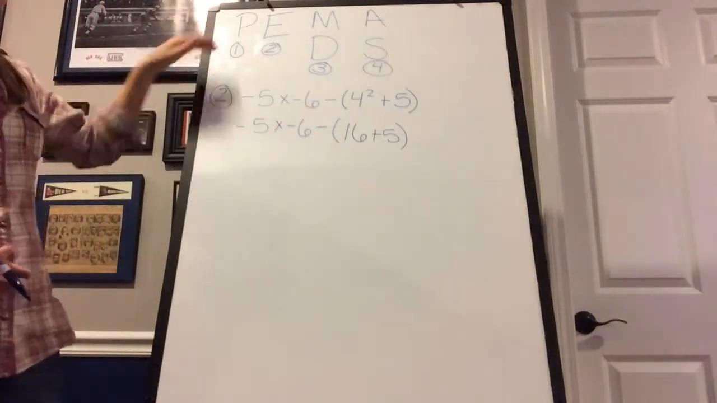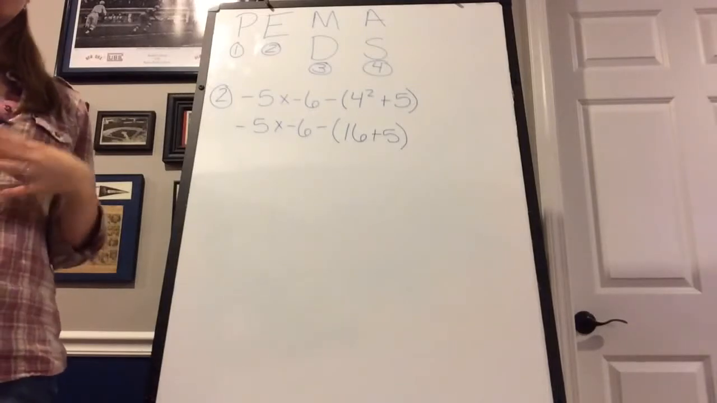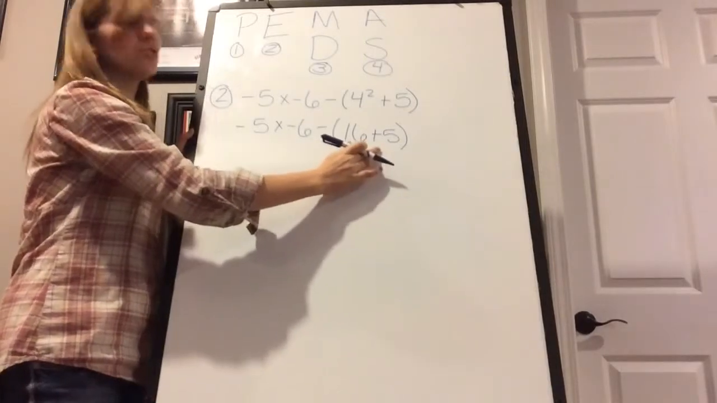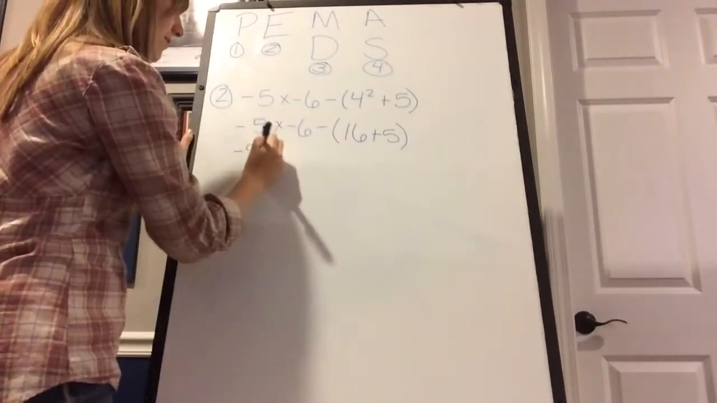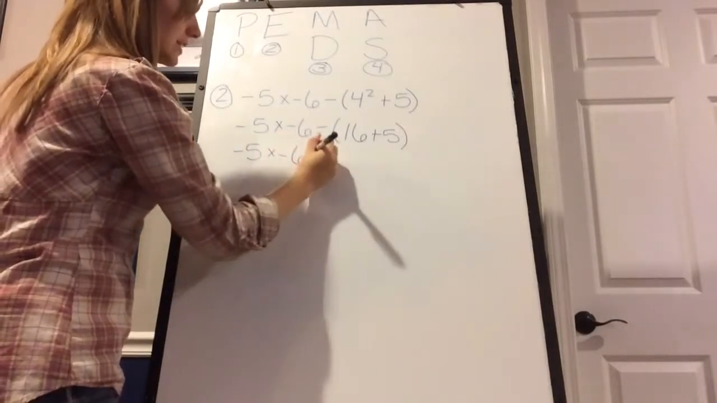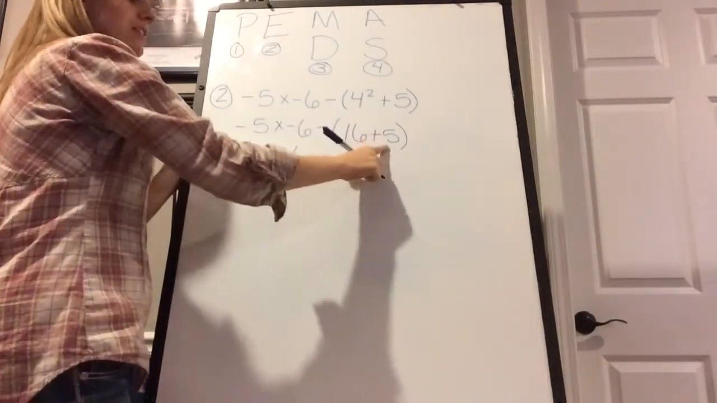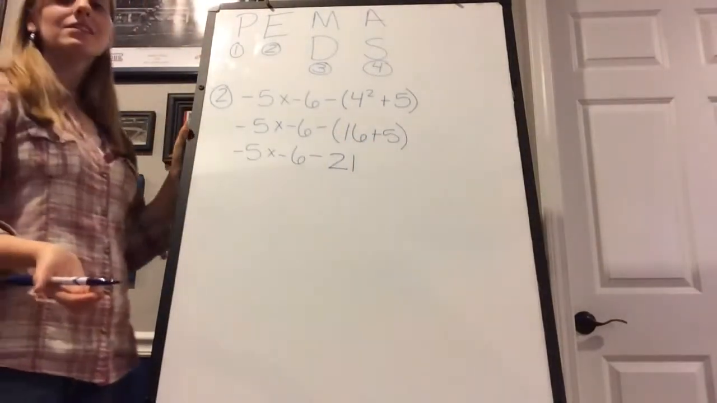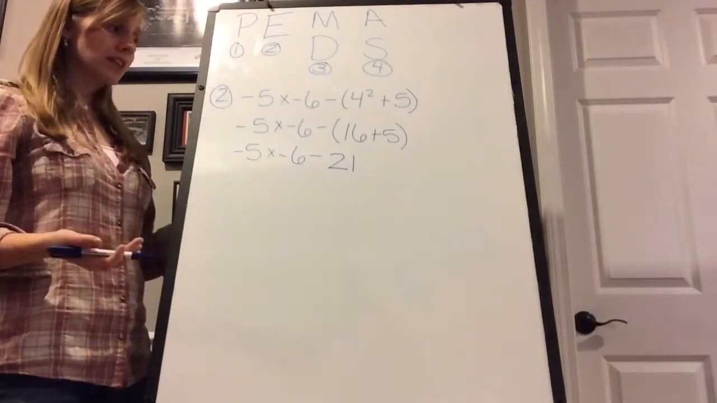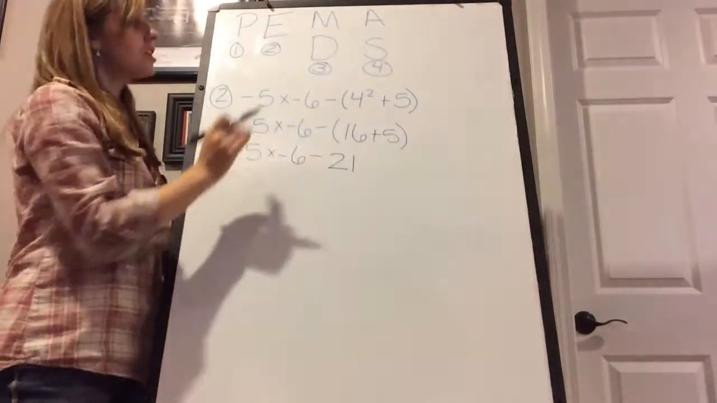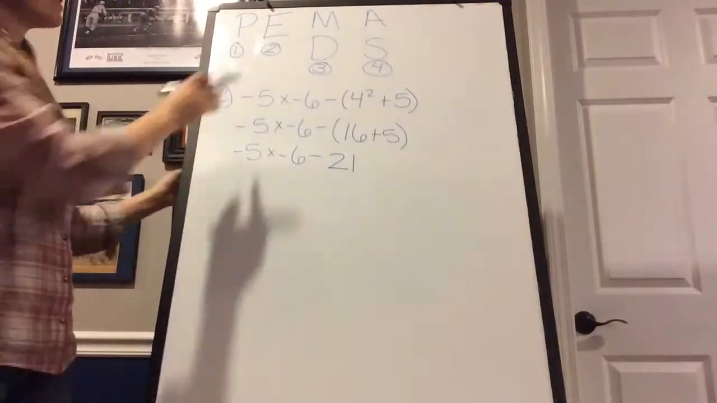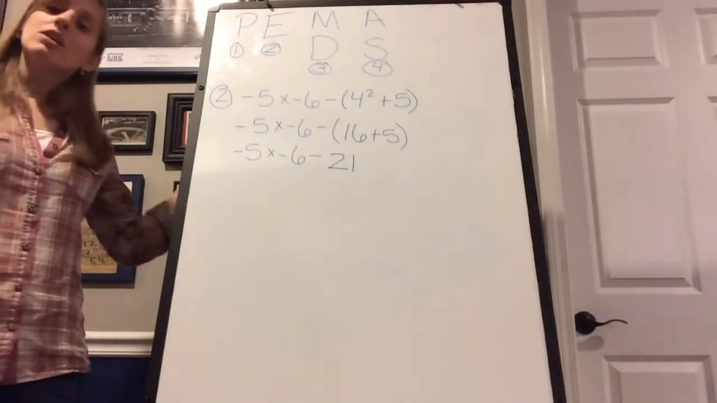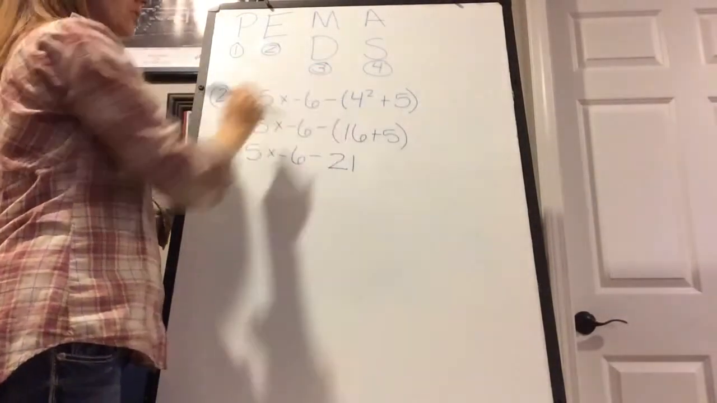Now, following the order of operations, I still need to do parentheses because I haven't finished all of the operations inside the parentheses yet. So I need to do my addition. My -5 times -6 stays the same. 16 plus 5 is 21, so I put 21 here. I don't put the parentheses anymore because I've done all of the operations at this point that were inside the parentheses. So that's complete. After parentheses comes exponents. Looking at this problem, there are no exponents. So I move to the next step, multiplication and division.